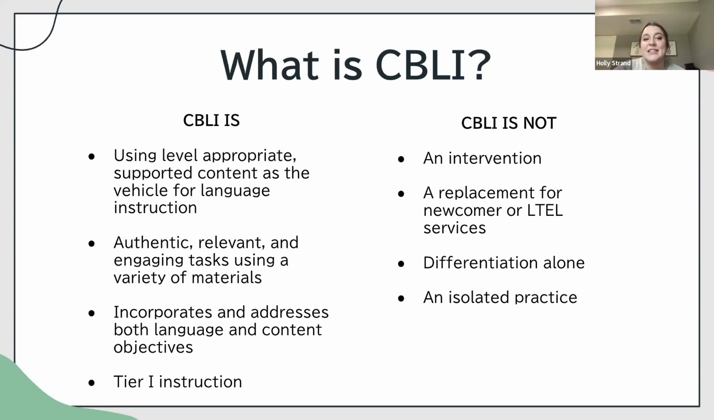So CBLI is tier 1 instruction, meaning everyone gets it as a baseline support. It's not a replacement for specialized services, but rather a way of teaching that provides support for ELs and EBs outside of their specific EL instruction.